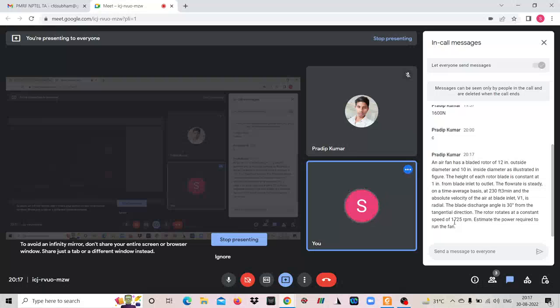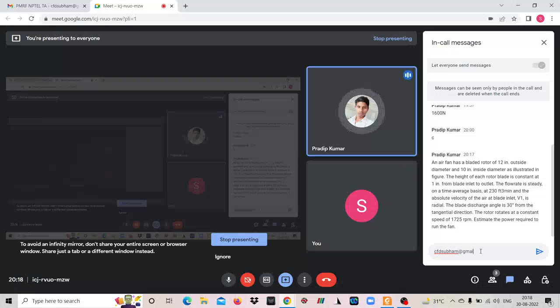Okay, fine. Pradeep, let's do one thing. There is a figure as well. Can you send this question and the problem figure, because it has been said in the question that there is a figure. I'm writing my mail ID in the chat box. Can you mail me this question? Sir, this figure is not given in the question.